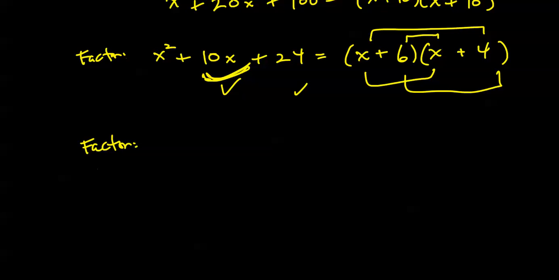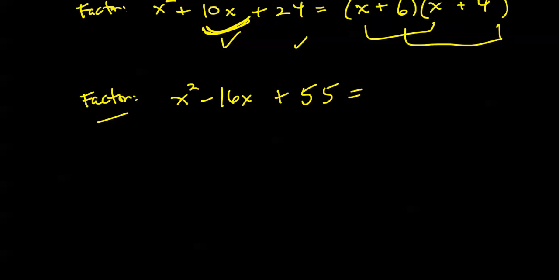Let's try another one. Factor x squared minus 16x plus 55. Well, in the first two examples, all three signs of the trinomial were positive. Here, the middle one is negative. Well, let's see. Again, my goal here is to write this as a product of two binomials, right? If this last term is positive, that means the signs here must be the same, either plus plus or minus minus. And if this second sign is negative, that means they both must be negative, since that negative sign on that middle term must come from somewhere.